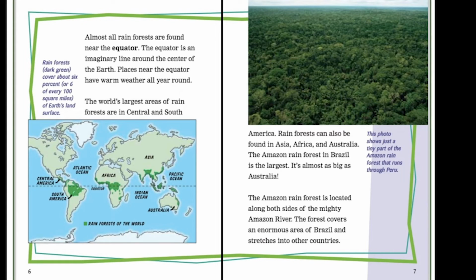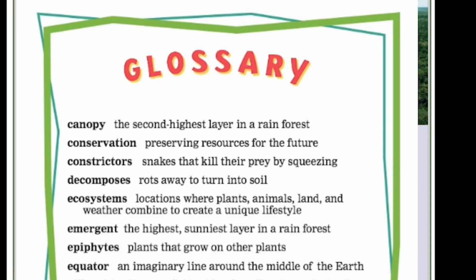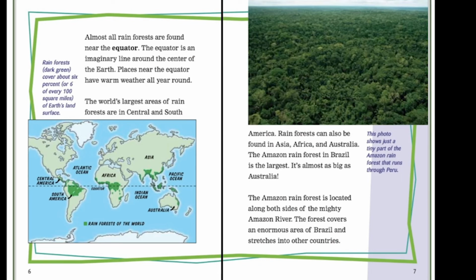I can see here that the word equator is bolded. The text is a lot darker and bigger than the rest of the text around it. Usually when words are bolded, that means I can find the definition in the glossary. If I flip to the back of the book to find the glossary, I will also find the bold words listed there. If I look down, I see equator, an imaginary line around the middle of the earth.